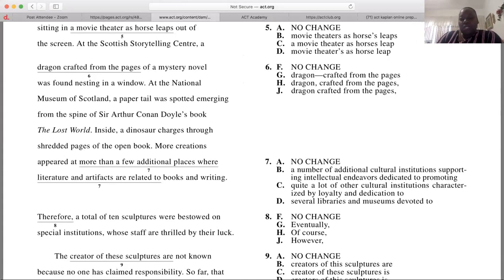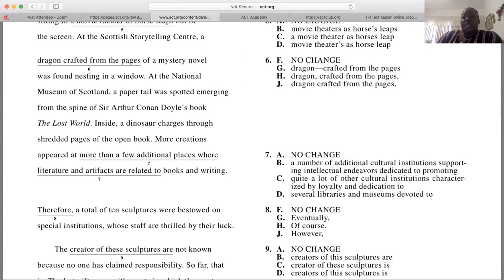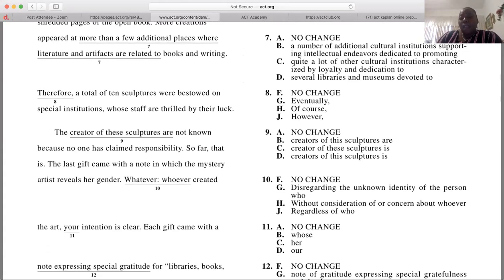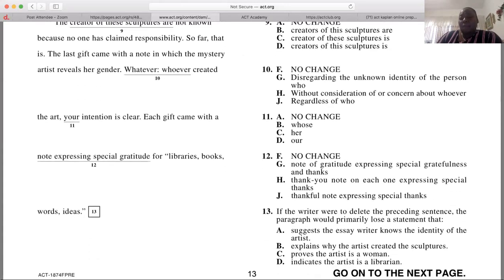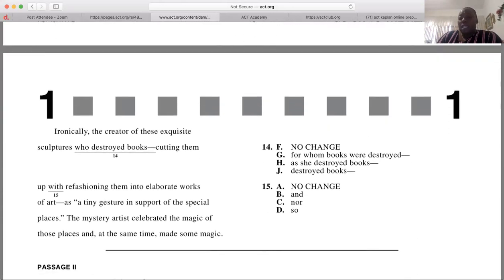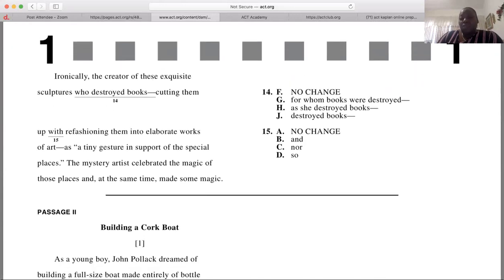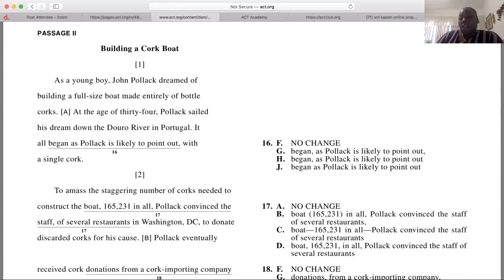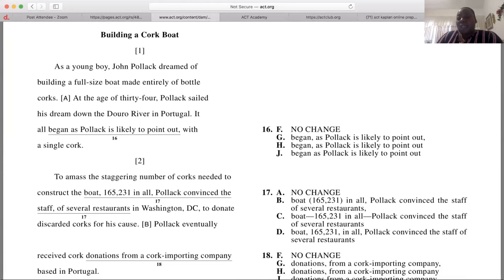Number 8, you'll see it's asking you, do you use therefore, eventually, of course, or however? Then you'll get to different types of questions. As we move right along, you'll see number 14, another grammar and punctuation question. But then you also see combo questions. They may ask you to make sure that the comma placement is correct. And then look at number 17, looking at parentheses, etc.